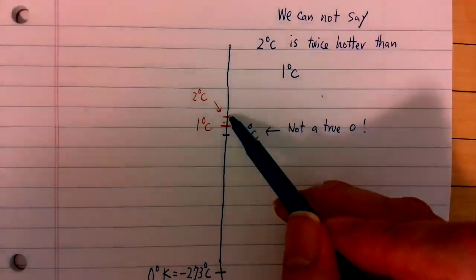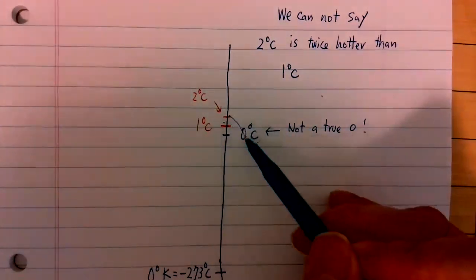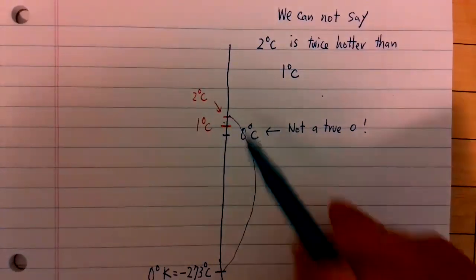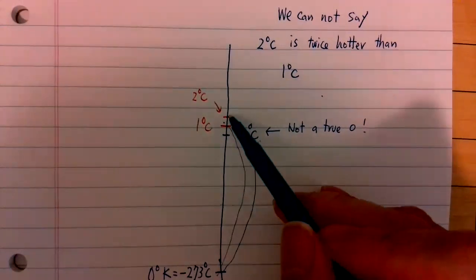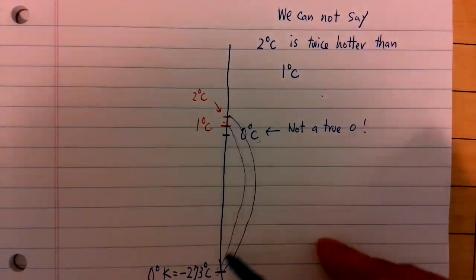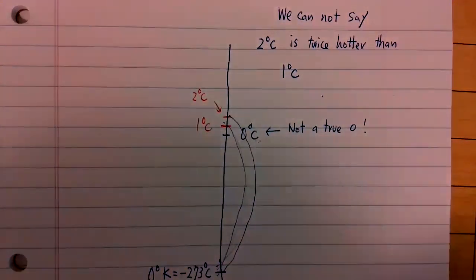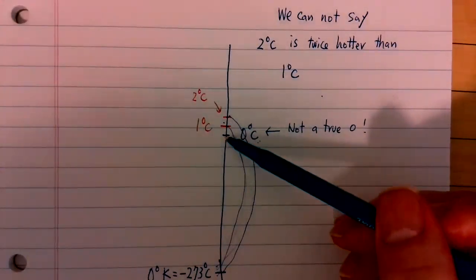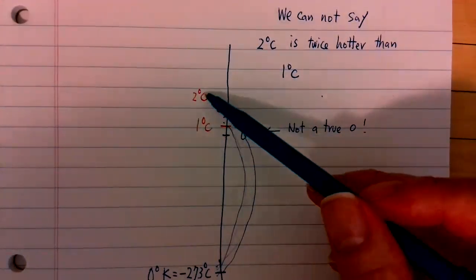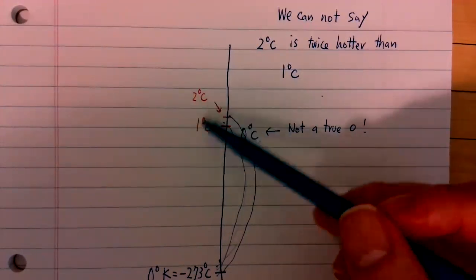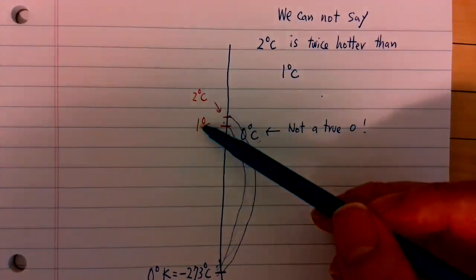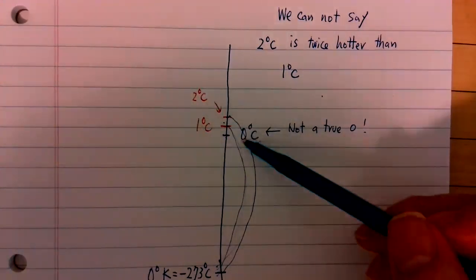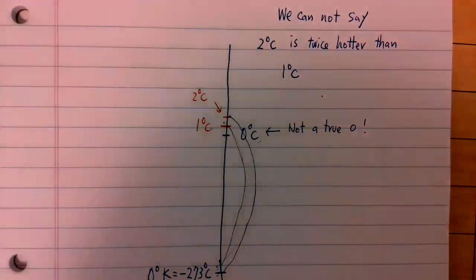As you can see from the picture, from here to the true 0 is this much. From 1 degree Celsius to the true 0 is this much. This is not 2 times hotter than this. Can you see that? So when you don't have a true 0, the numbers are not in the correct ratio. So this is not ratio level. This is interval level. Why? Because 0 degree Celsius is not a true zero.